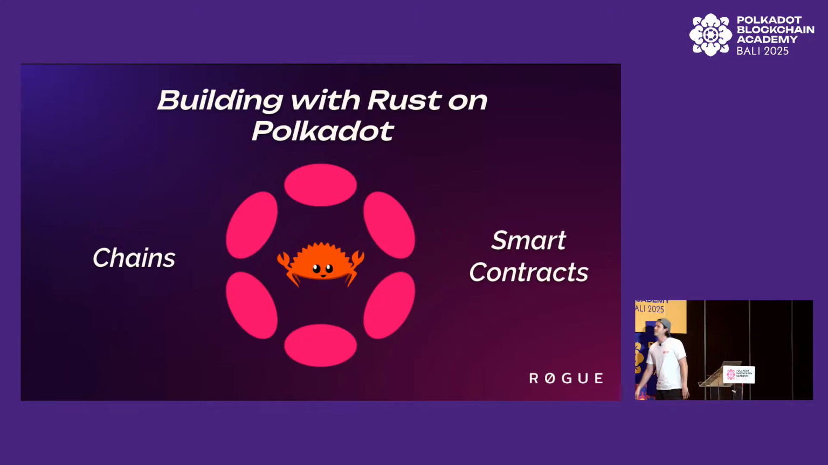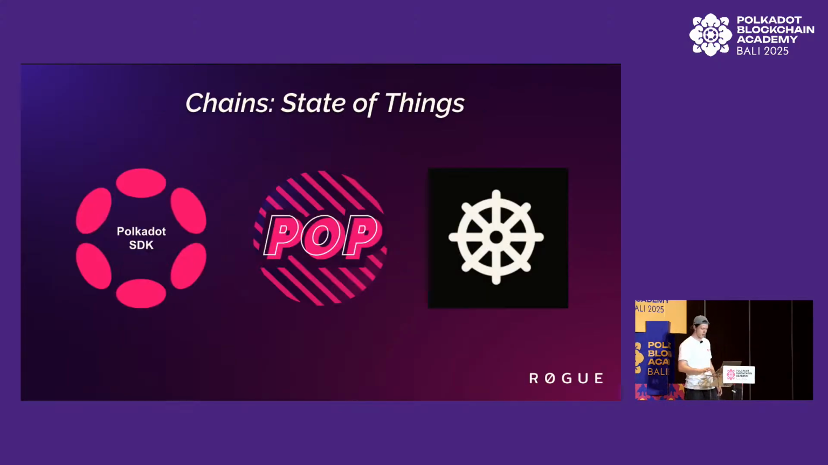All right, so back to building with Rust and Polkadot, chains and smart contracts. First, chains. So, state of things. We have the Polkadot SDK, we have the POP CLI, and we have P.